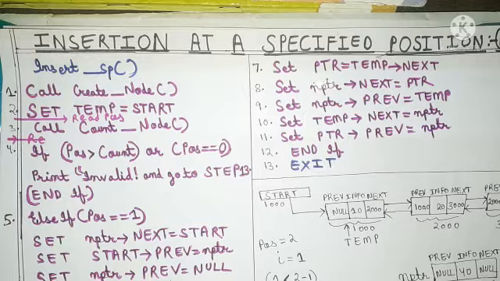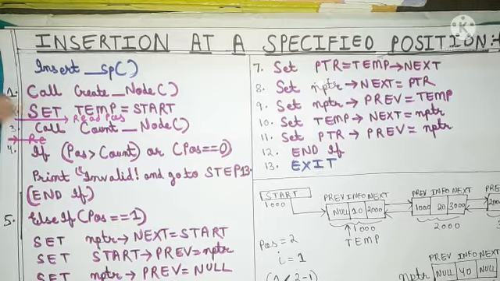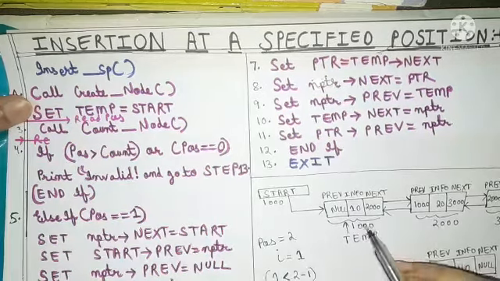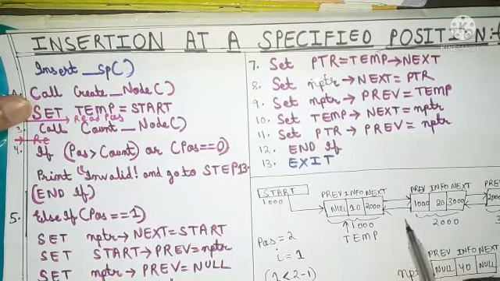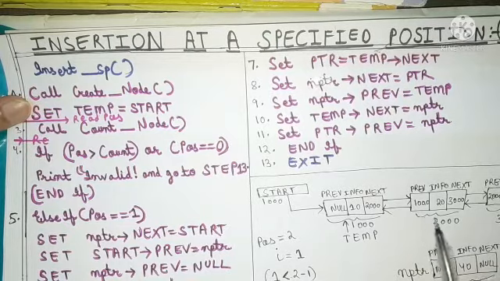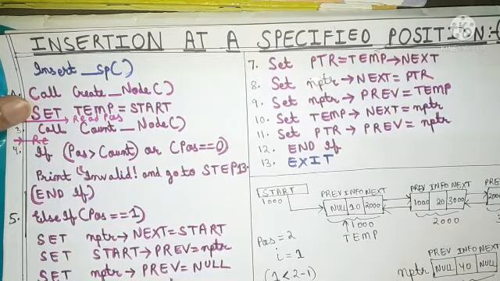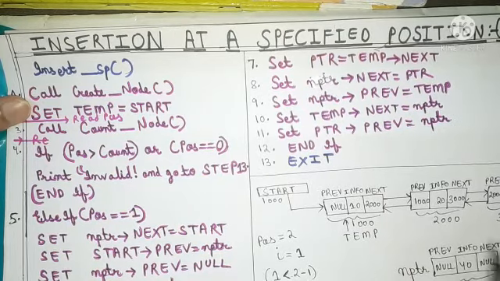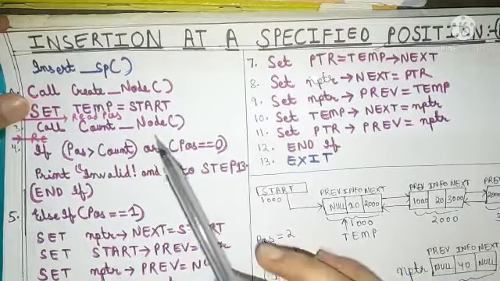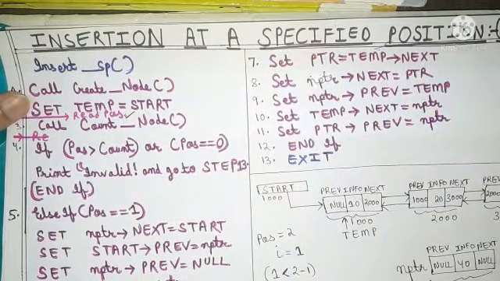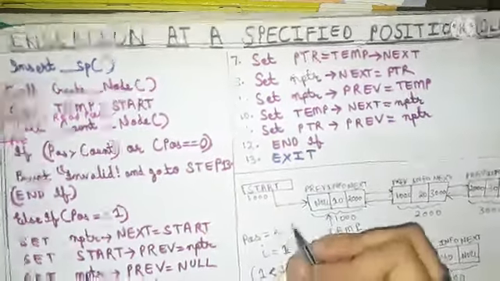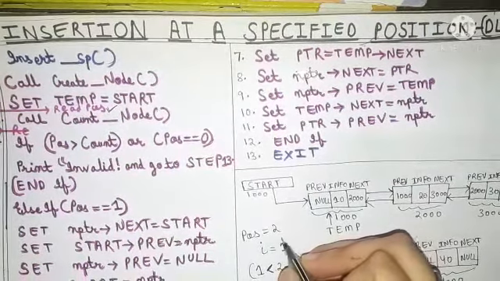Then we will set one pointer temp. Set temp at the start position, that is at the first node, so that it can traverse the list up to the position where we want to insert the new node, that is, one less than that position. Anyhow, it will be explained properly. Then we will read the position where we want to insert our new node. Here I have assumed that I want to insert at the second position.